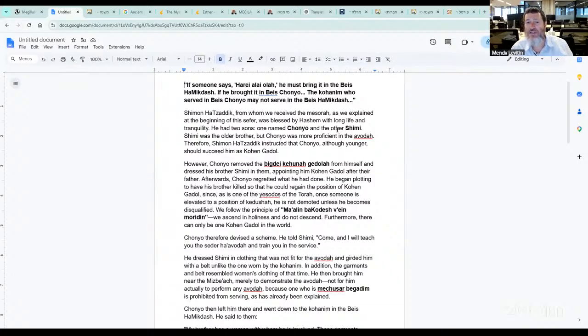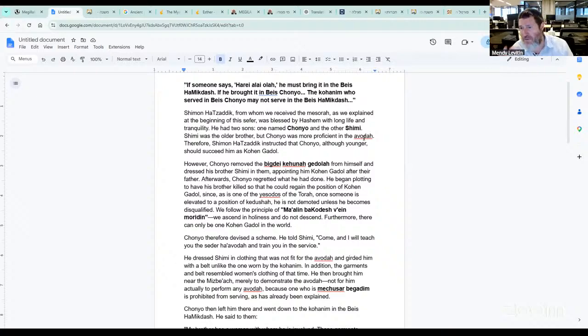We know from the stories that Shimon HaTzadik lived in the time of Alexander the Great. So when Alexander the Great came and conquered the world, or conquered the civilized world, let's say from the Persians, and came to Eretz Yisrael, all the Gemaras that we have, Shimon HaTzadik was the one who goes and meets him. He had two sons. One son was called Chunya, and one son was called Shimi. Shimi was the older brother, but Chunya was more proficient in the avoda.